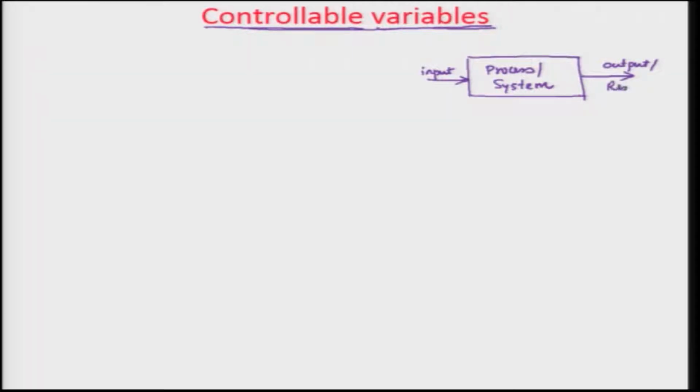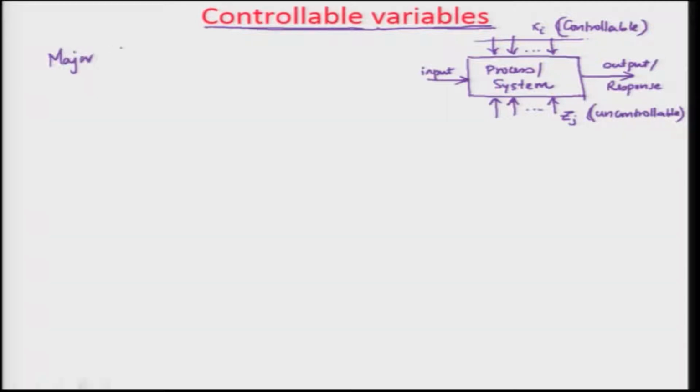If you remember, we had drawn the diagram like this: the process or the system, we had the input, and we had the output or response, and we had multiple variables, the x i's, which are the controllable variables, and we had the zj's, the uncontrollable variables. So we saw the experimental design process in this. In this case, we are first going to talk about what the controllable variables are.